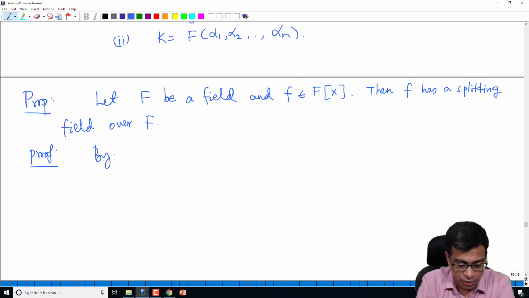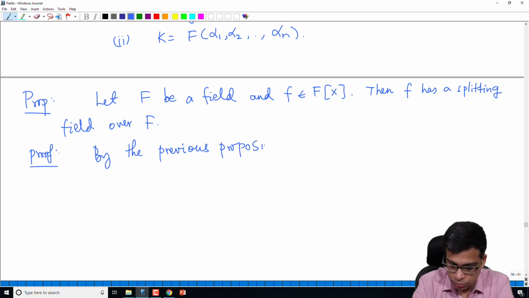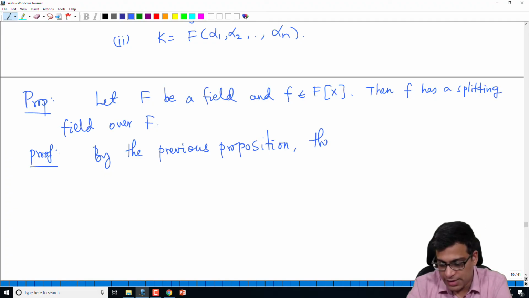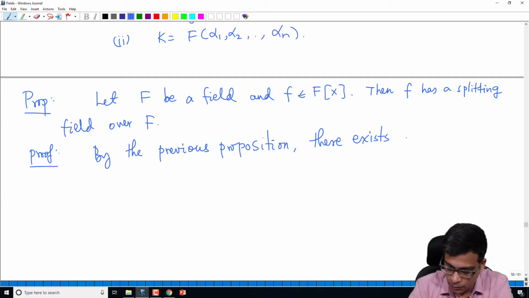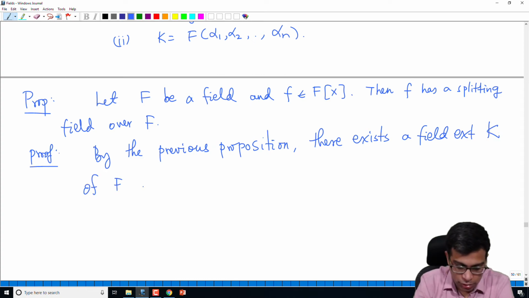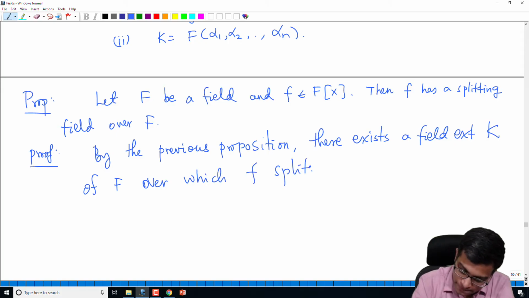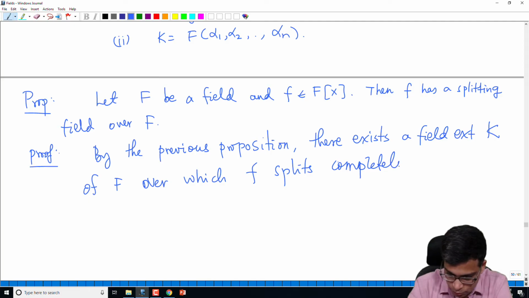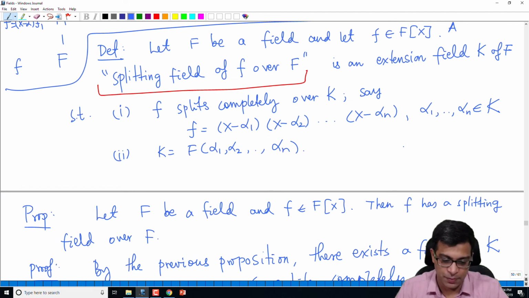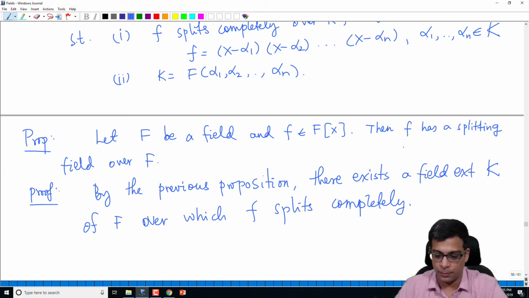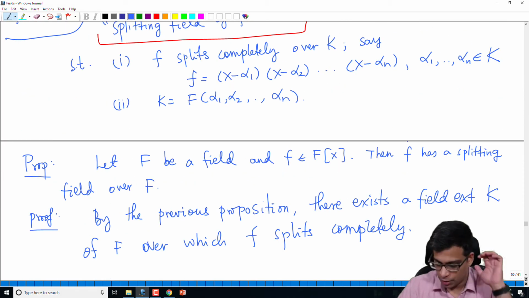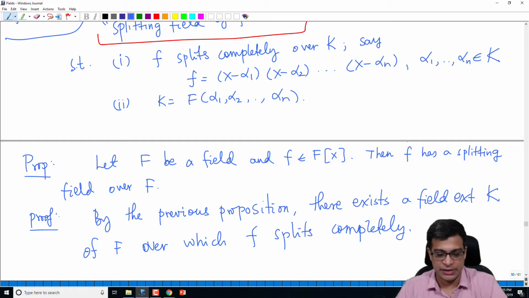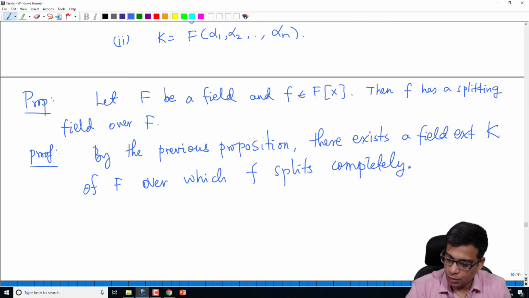By the previous proposition, there exists a field extension K of F over which f splits completely. Right, so this is the first condition for the splitting field. Small f should split completely over the bigger field. But there is also the second condition. In the previous proposition we didn't take care of the second condition. Now we are going to do that.